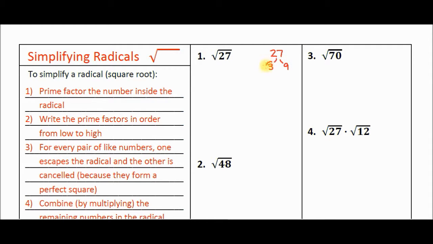3 is a prime number, so we're done with that one. 9 can be prime factored into 3 times 3. And those are prime numbers. We can circle those and we're done.